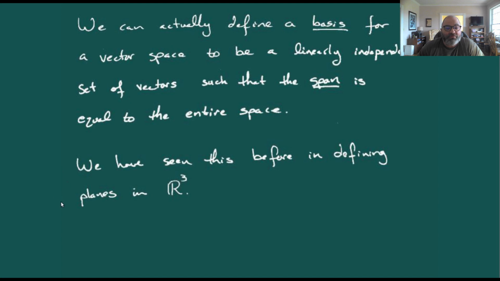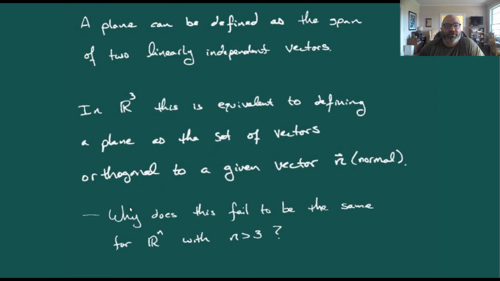Something that we have seen before in our discussions of planes in three-dimensional space, maybe going all the way back to Calc 3, is the definition that a plane can be defined as the span of two linearly independent vectors. Now, in three-dimensional space, this is actually equivalent to defining a plane as the set of vectors that are orthogonal to a given vector n, and that given vector n was the normal.